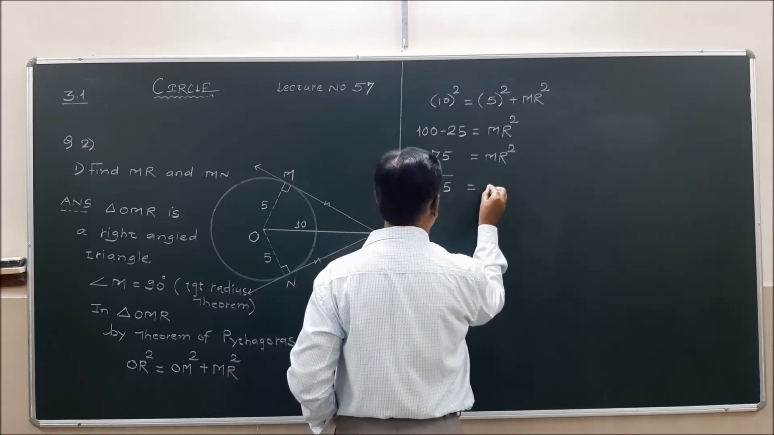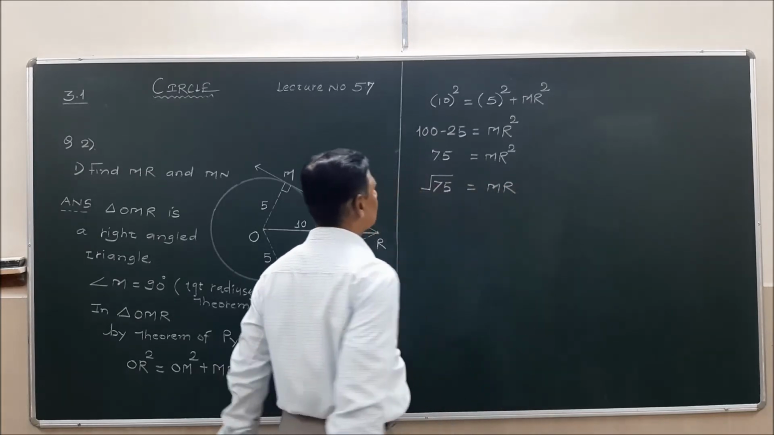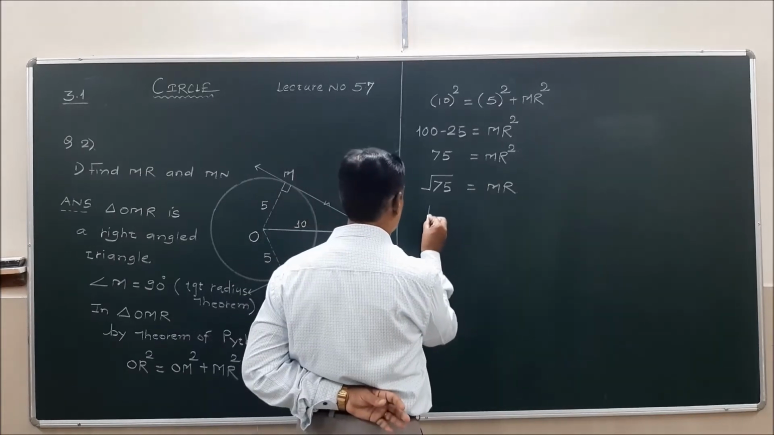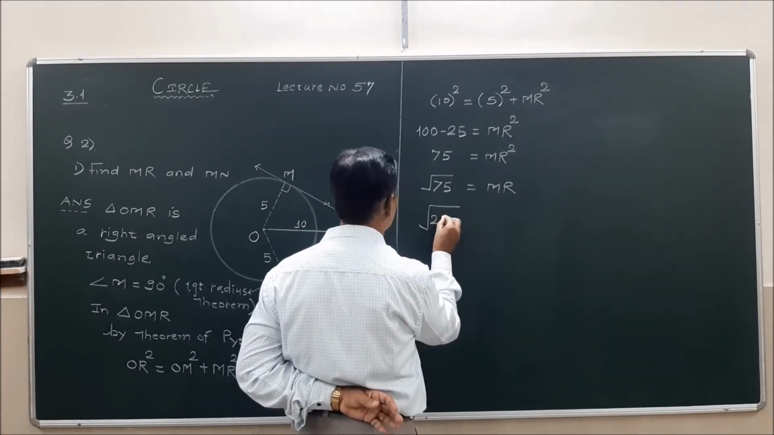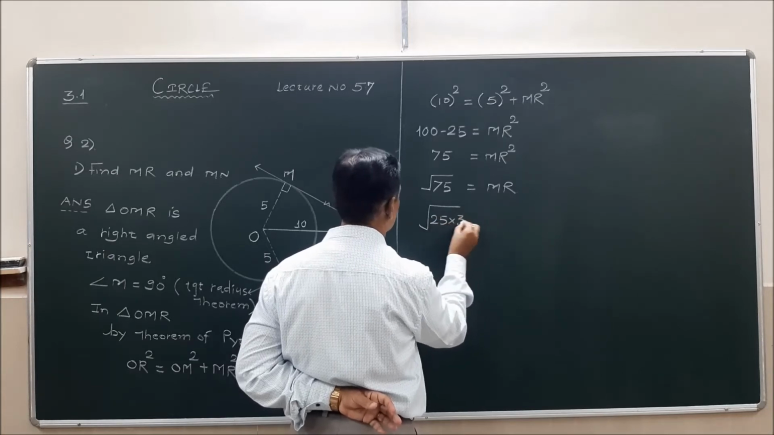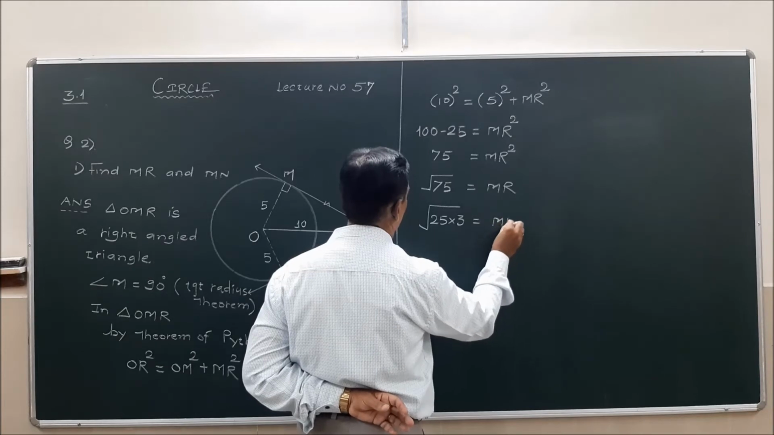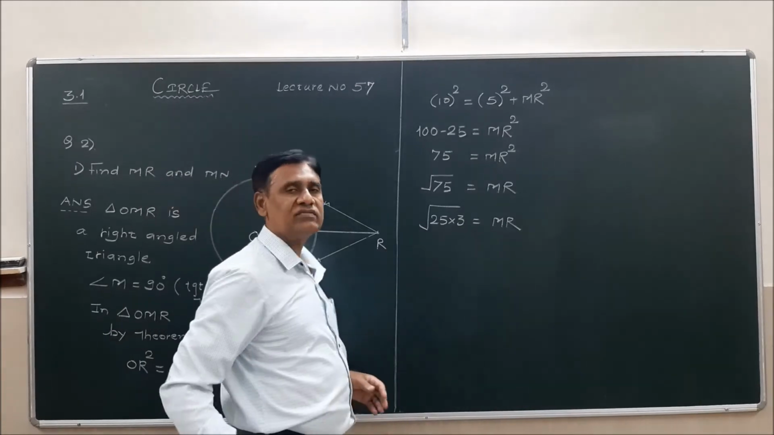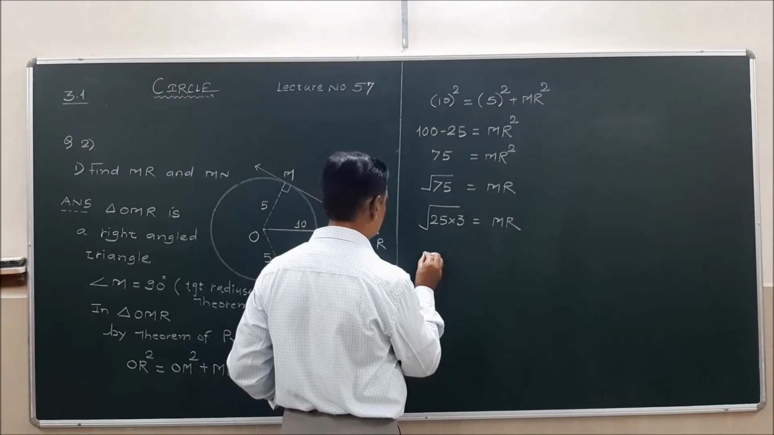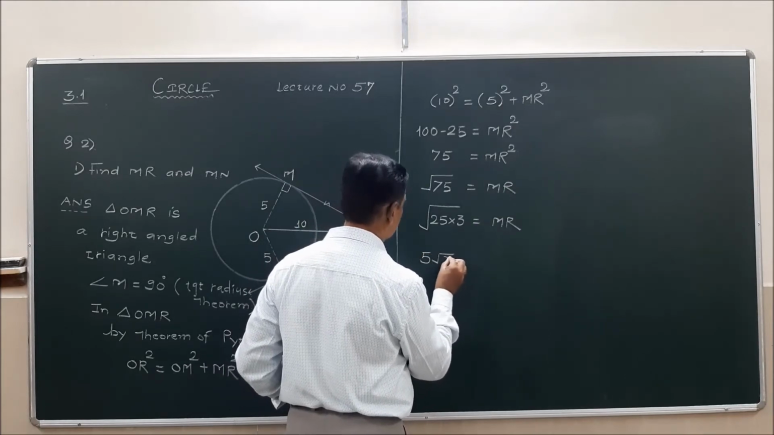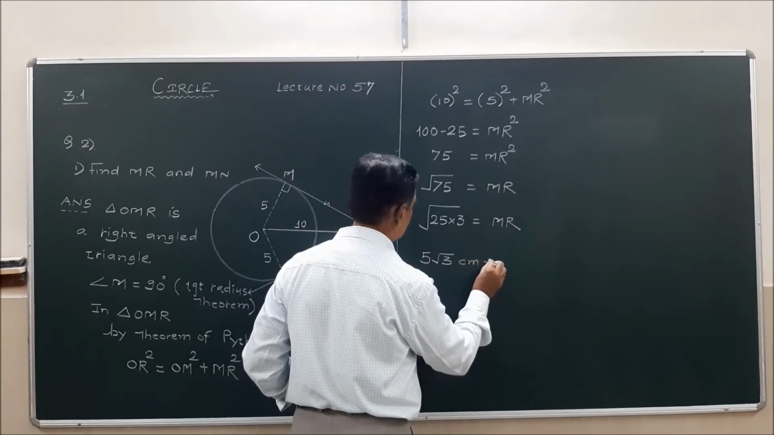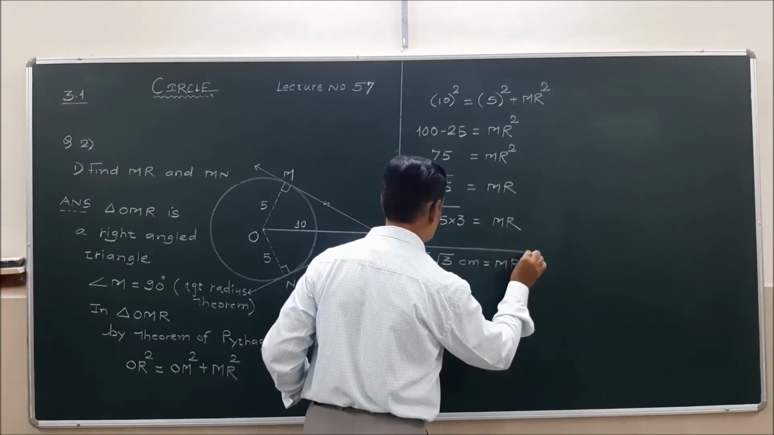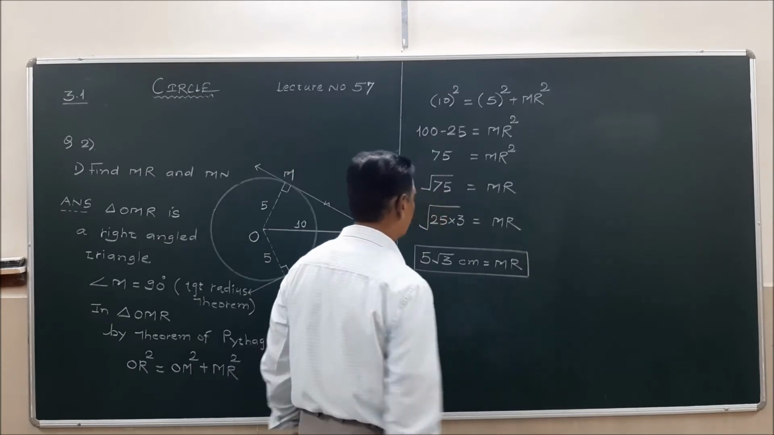taking square root from both sides, square root of 75 is equal to MR. I can write 75 as 25 times 3. But since you all know, square root of 25 is 5. So we'll be getting 5 root 3 centimeter is equal to MR. This is how we obtain value of MR.